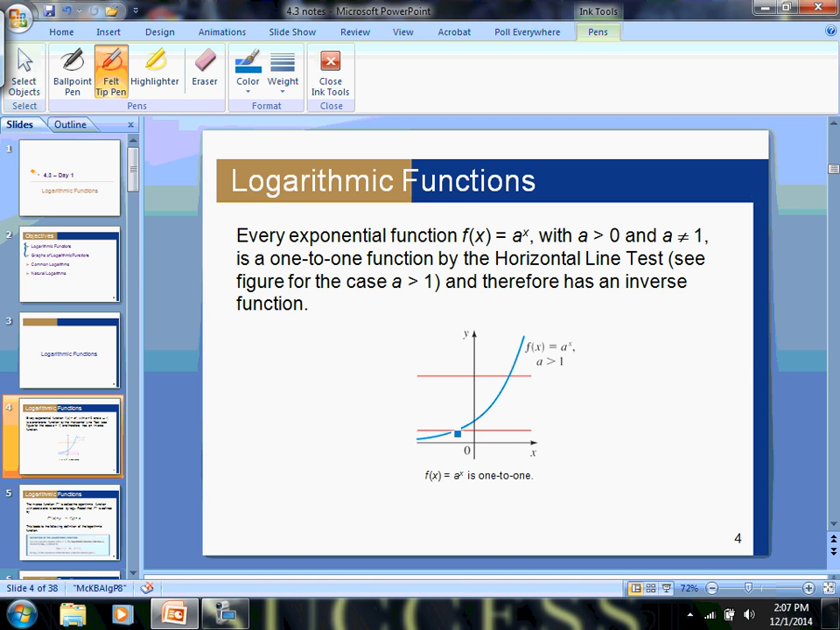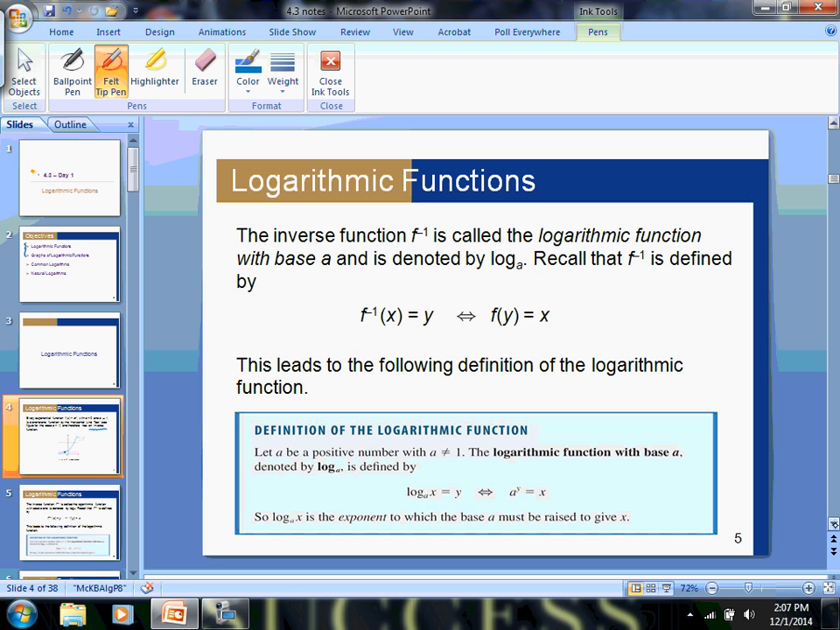And remember, to pass the horizontal line test, that horizontal line can only touch the graph of the function one time. And when a function is one-to-one and it passes the horizontal line test, that also means that it has an inverse. And the inverse of an exponential function is a logarithmic function. So that's why we're going to be talking about logarithms and logarithmic functions in this chapter.